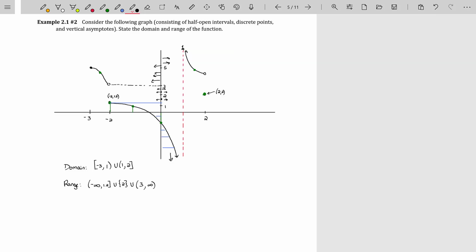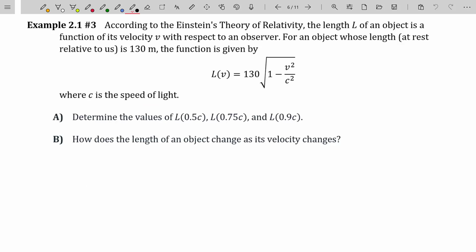Again, it's not super common to have that discrete point in a math class, but it does happen. Finally, let's do a word problem, an application. This is one of my favorite applications. It actually exists in calculus quite a bit.